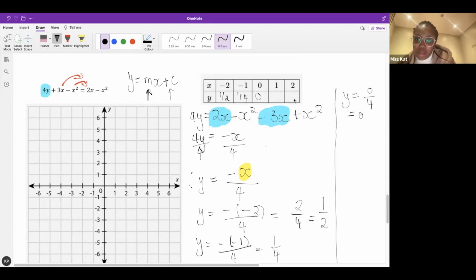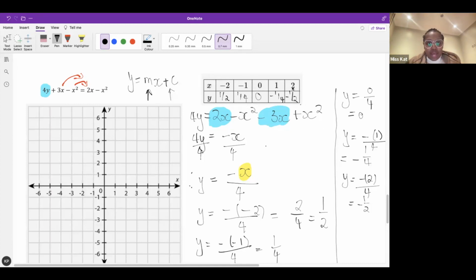Okay. Let's do it with 1. I said negative, open brackets, 1, close brackets, divided by 4 gave me negative 1 over 4. And the last one. I said negative, open brackets, 2, close brackets, divided by 4 gave me negative 1/2. Beautiful, Valerie. Thank you very much.